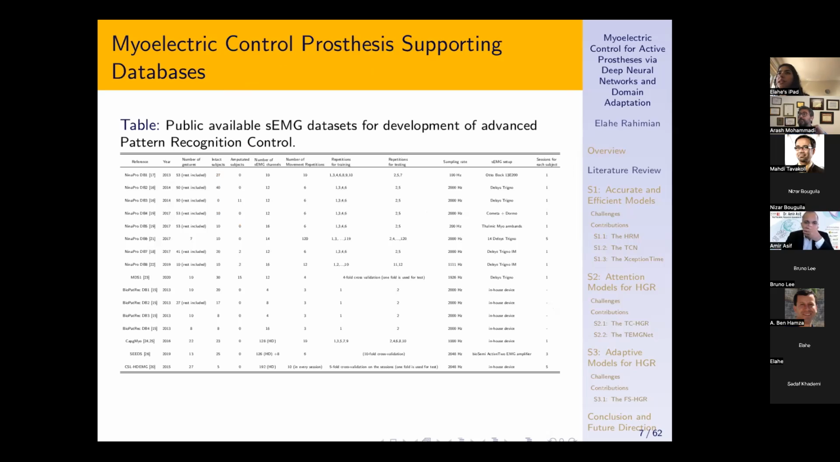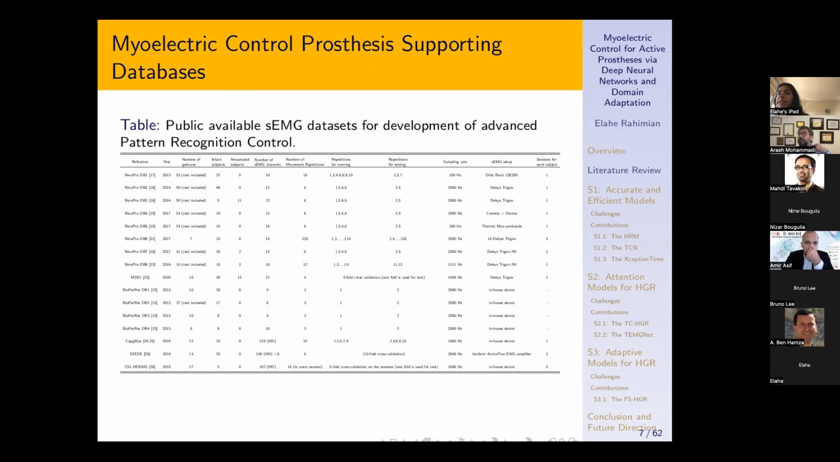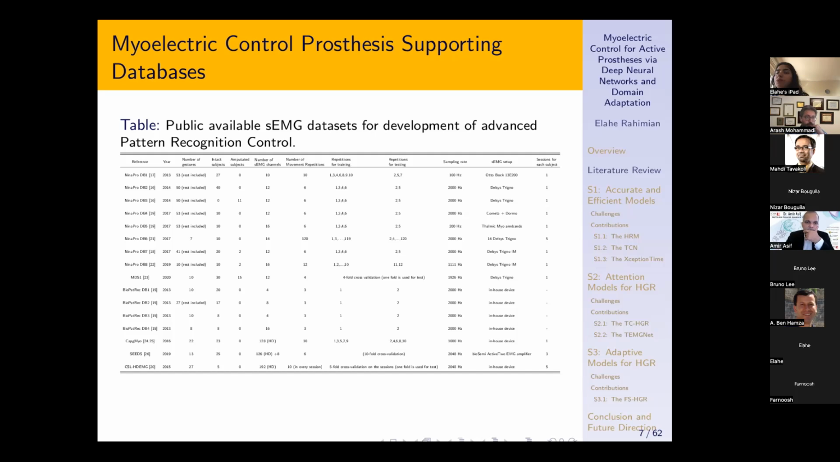Here I present the public databases, which provide a common platform for evaluation. In some of these databases, the objective is to increase the number of users. In others, the objective is increasing the number of gestures or types of gestures. Some of these databases investigate the effect of the acquisition setup on performance. Others collect SEMG data in different sessions instead of focusing on only one session.